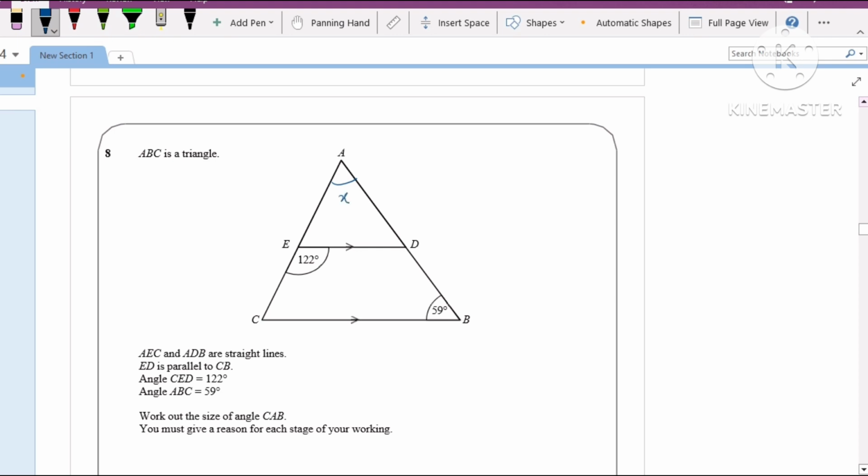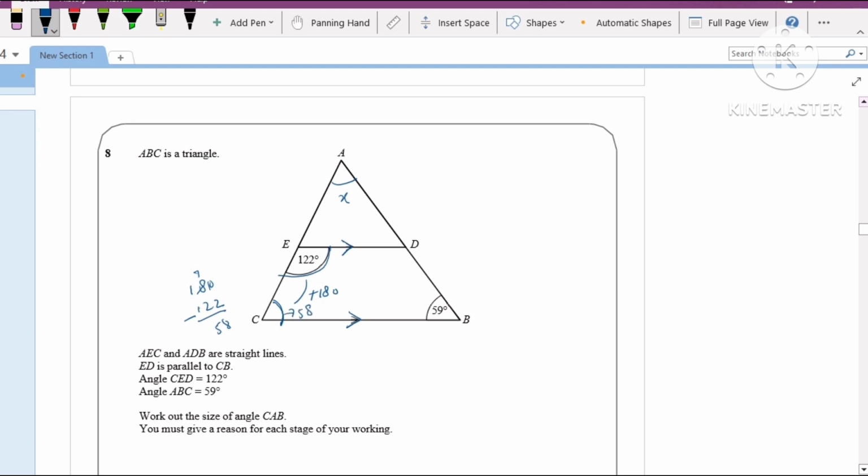So we can see that there are 2 methods to solve this. One, if we consider only the larger triangle, we can find this angle. These 2 lines are parallel, and these are co-interior angles, and we know co-interior angles add up to 180. So we will take away 122 from 180, so you will get this angle. 180 minus 122: borrow 1, make it 10, 10 minus 2 is 8. Here it will be 7, 7 minus 2 is 5. So this angle should be 58.